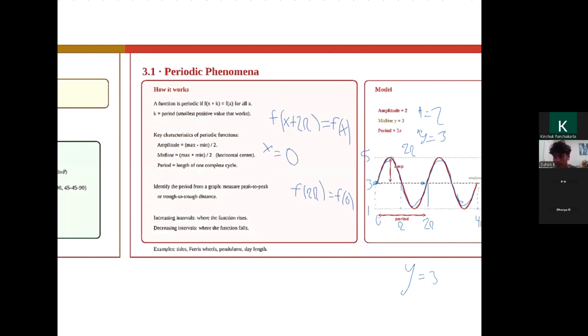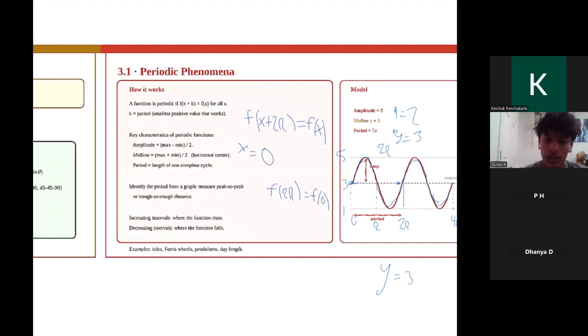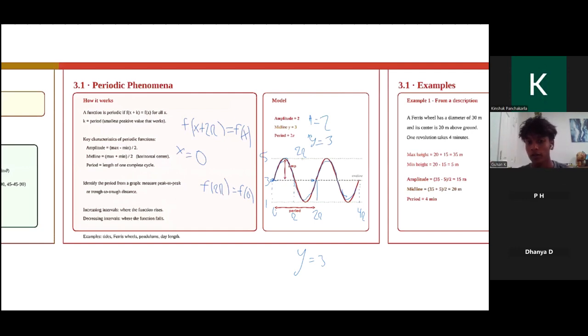I was really late. Can you explain how to find the period on graphs? Right, yeah, of course. So to find the period on a graph, let's say you're given a graph like this.